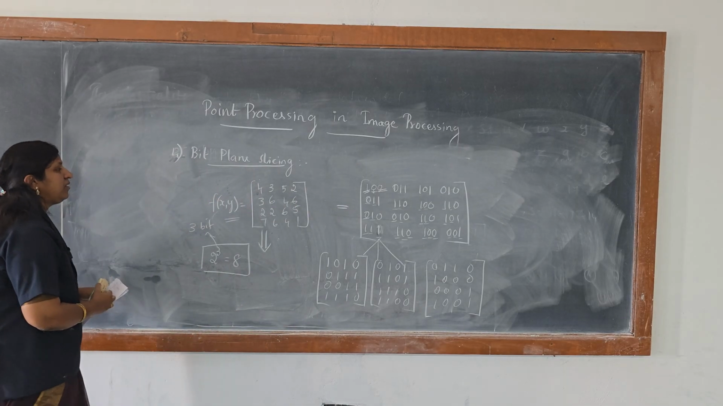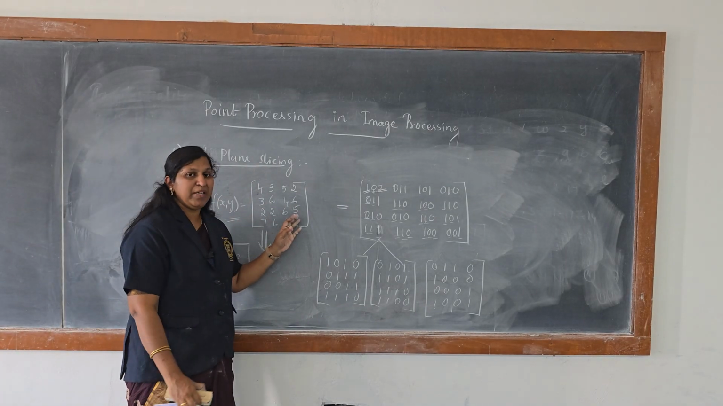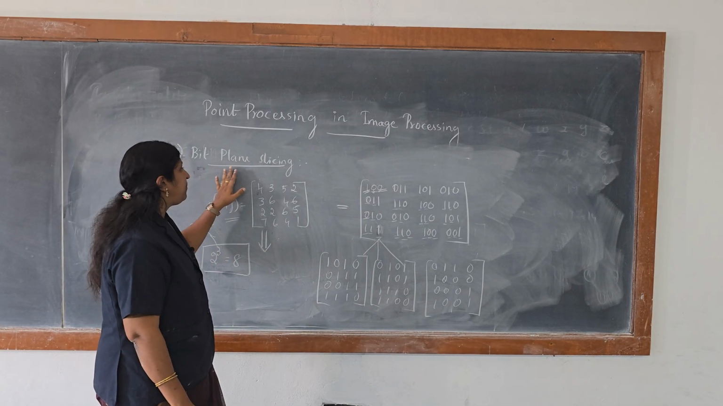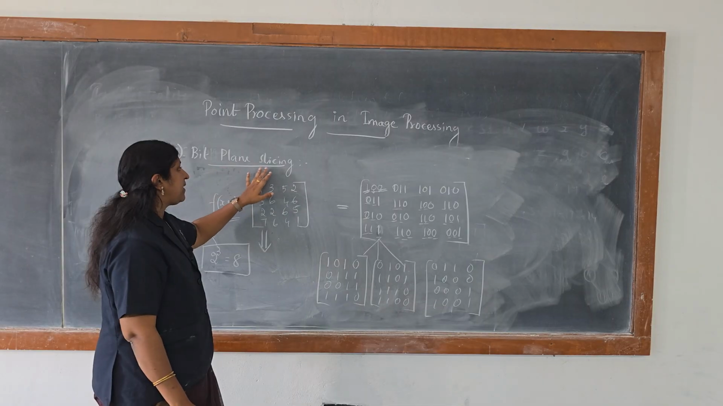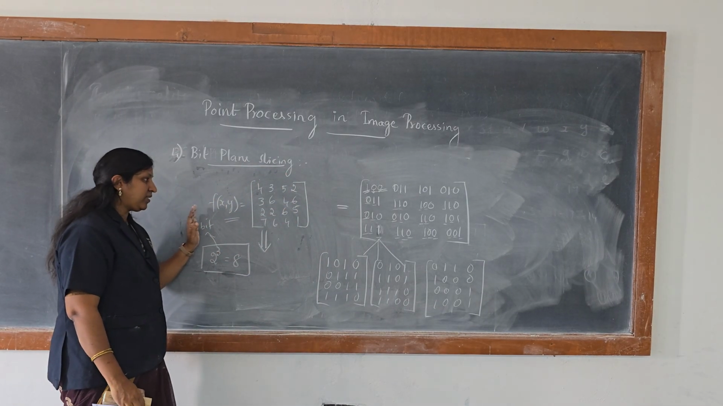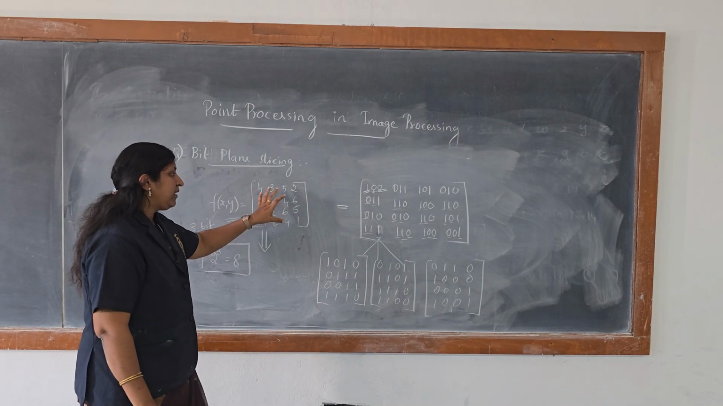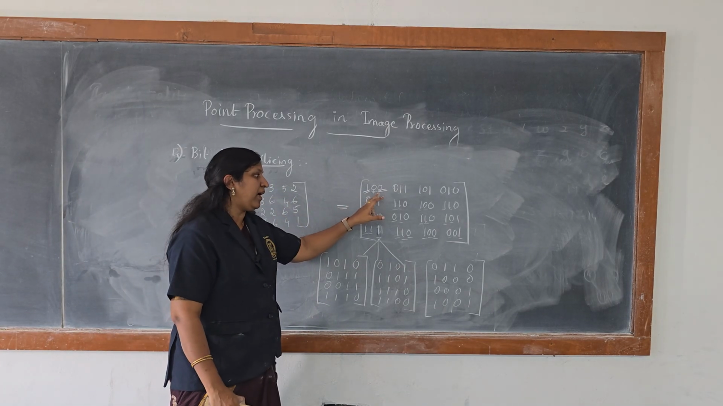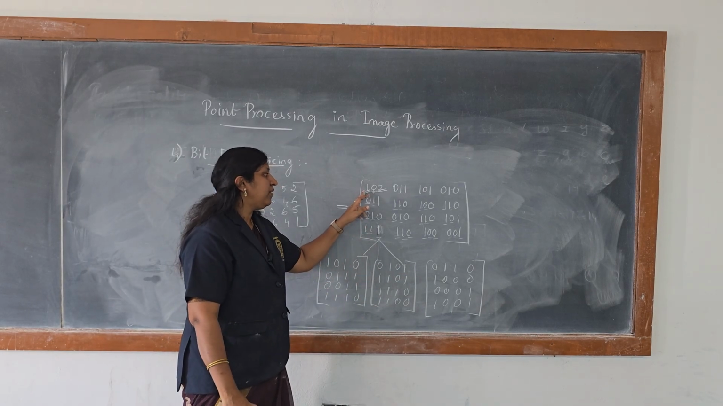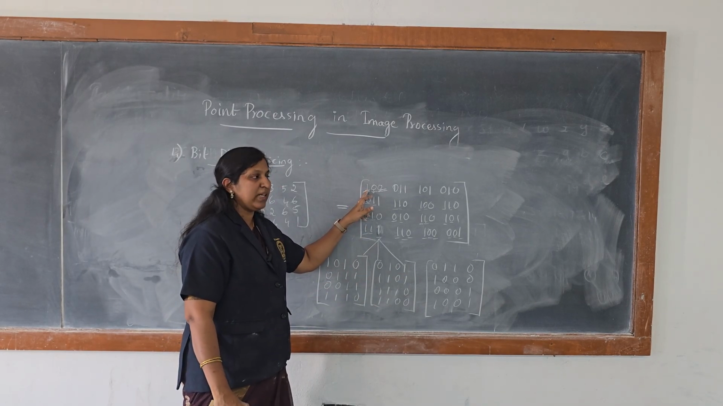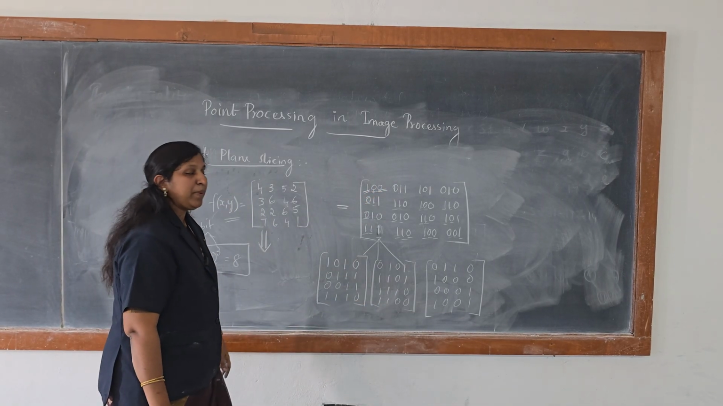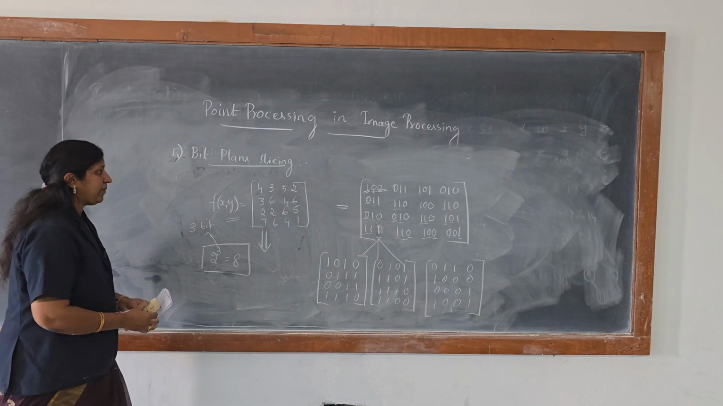The process of dividing a digital image into a number of binary images is called bit plane slicing. In this example, the size of the image is 3 bits, so we first convert the given intensity values into 3-bit values. Then we separate the most significant bit, center bit, and least significant bit to get separate binary images.